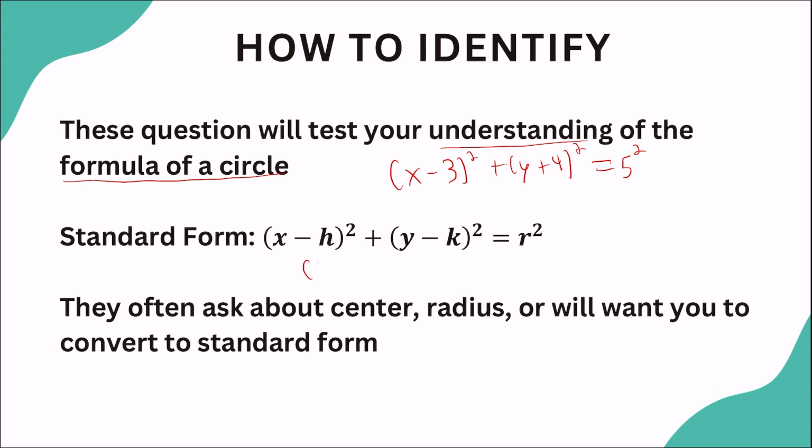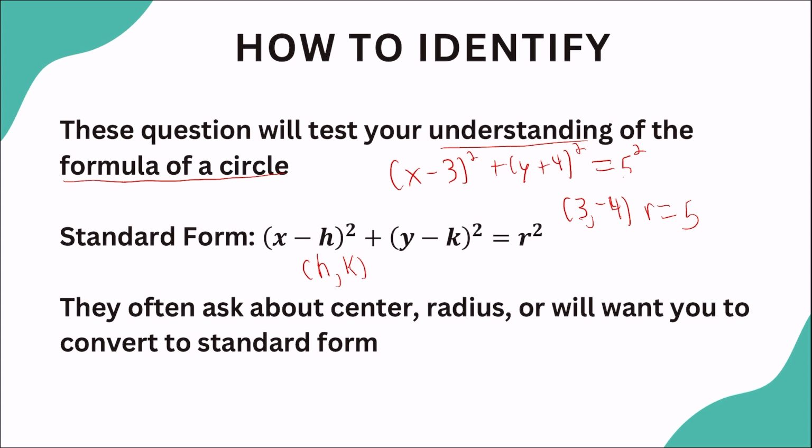Now for the standard form, your center of the circle is going to be (h, k), so we reverse the negative signs. In our example up here, if we do that, our center would be (3, −4), and then our radius would equal 5.